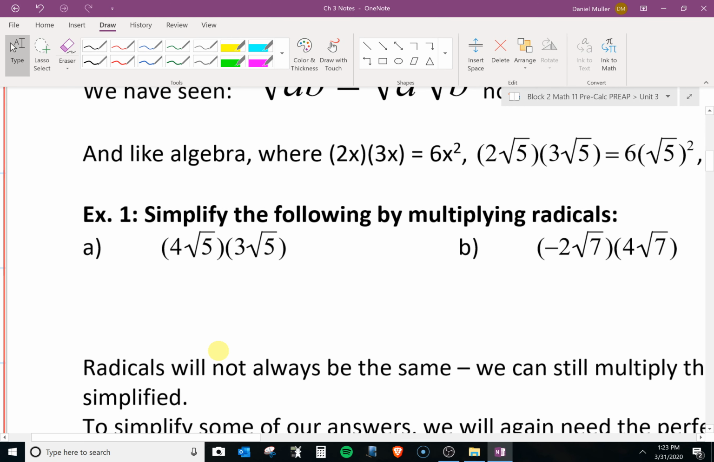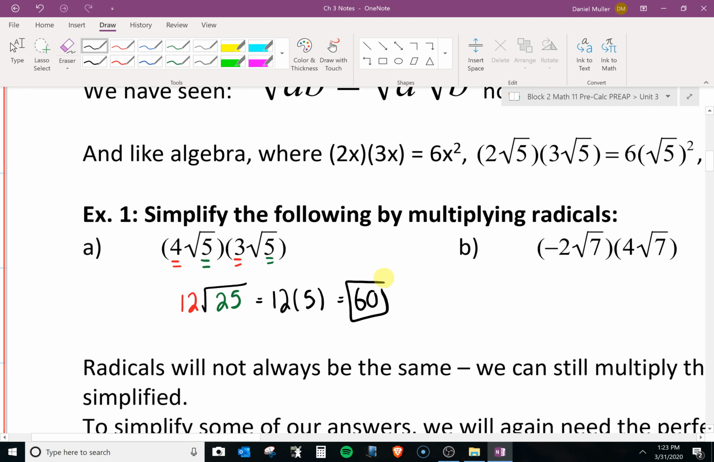We're going to need to multiply the insides together. But first you can notice that the outsides can be multiplied, and then these are our insides. So the 4 and the 3, those are outside the radical. 4 times 3 is 12, and then we're going to have the square root, and the insides multiply to be 5 times 5, which is 25. Now the square root of 25, you need to know, is just 5, and 12 times 5 is 60.